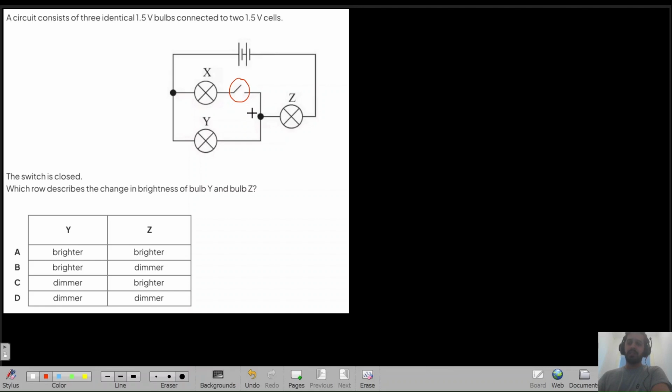Now, this is a really good question because it gives you a really good understanding of how parallel circuits work. So make sure you understand this question all the way to the end because it will help you understand a lot of things about parallel circuits.